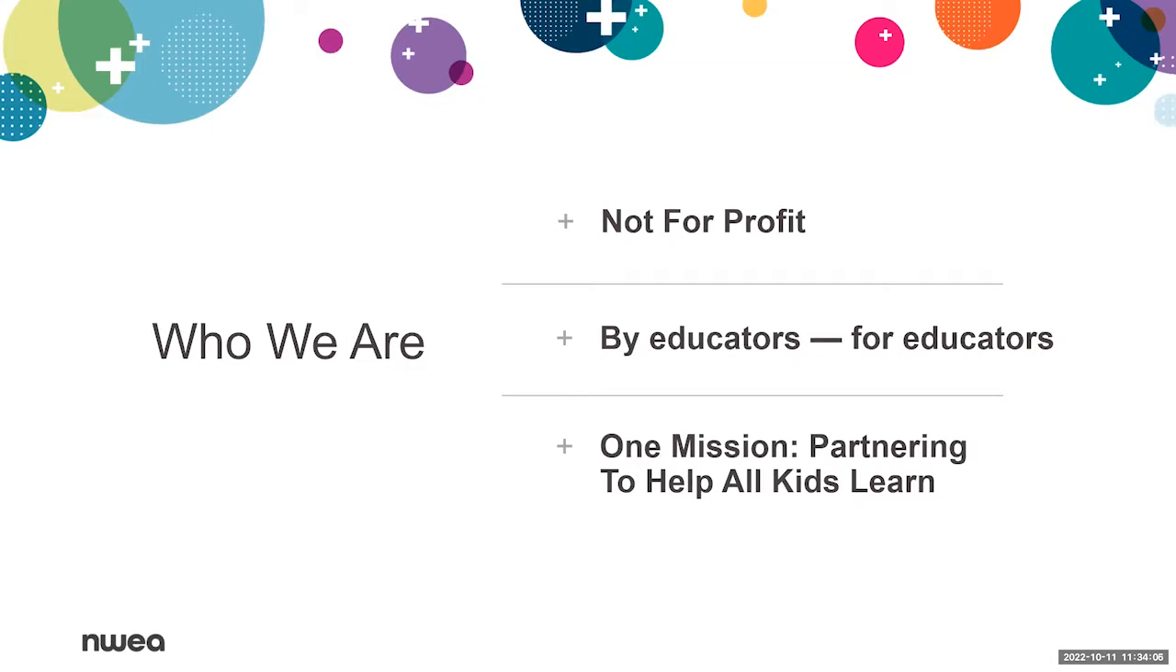So I just want to do a little background on NWEA, because I think it frames where we come from and how we approach things. NWEA is a not-for-profit. We are really a not-for-profit research organization. So we're not owned by a private equity firm. We're not a textbook company. Our focus is really in the educational landscape and supporting education from a holistic view. We are an organization that was created by educators and for educators.